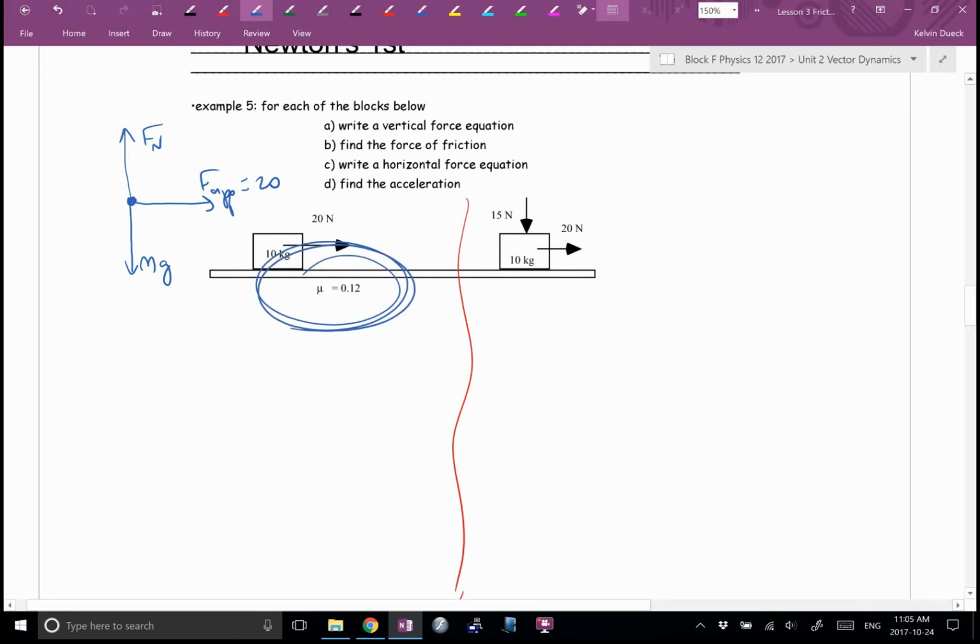Okay. Hey, what's mu? I don't know. What's mu with you? I gave you a mu. I'm going to guess that friction is smaller than F applied. If I'm wrong, I'll notice that later and I'll fix it.